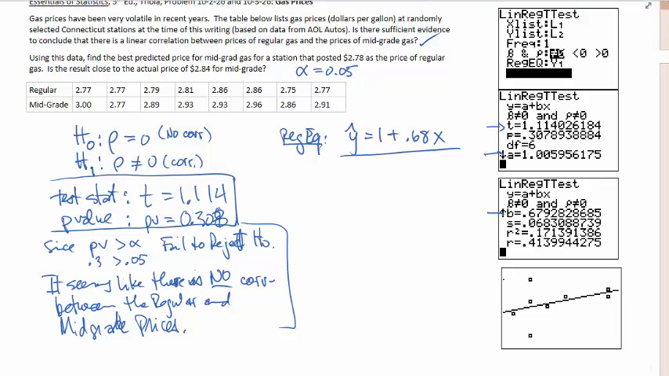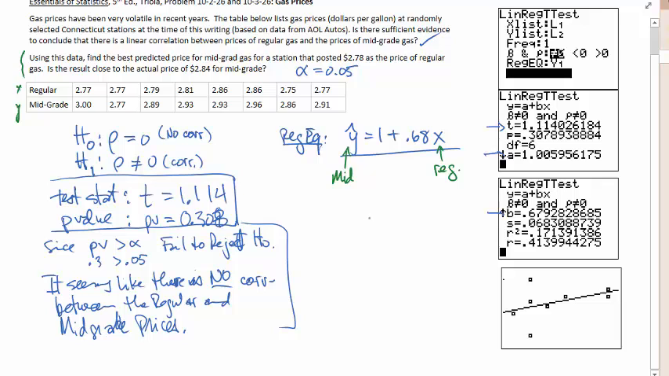Okay, now let's try to answer the next question here. Using this data, find the best predicted price for a station that posts a regular at 2.78. So by the way, our setup was a regular was our X values and our mid-grade was our Y values. So from our equation, this is the prices of our regular gas, and this is our prices of our mid-grade gas.